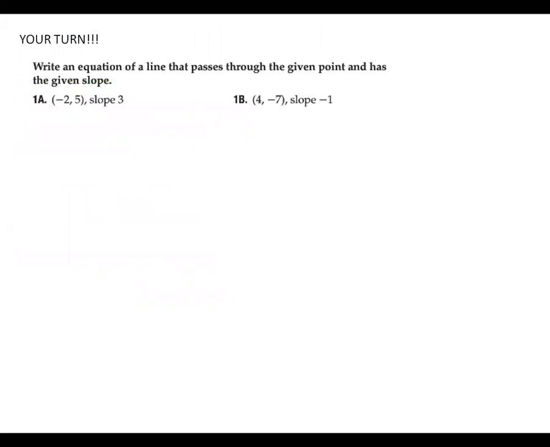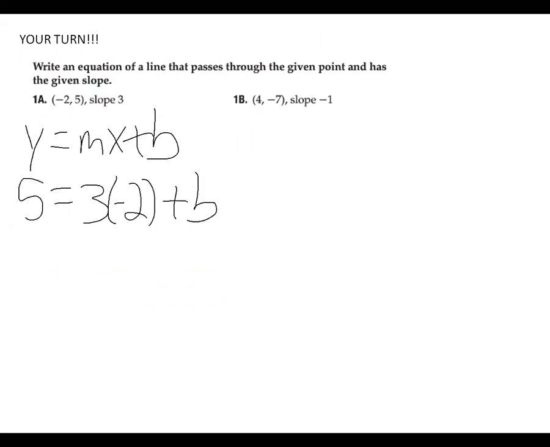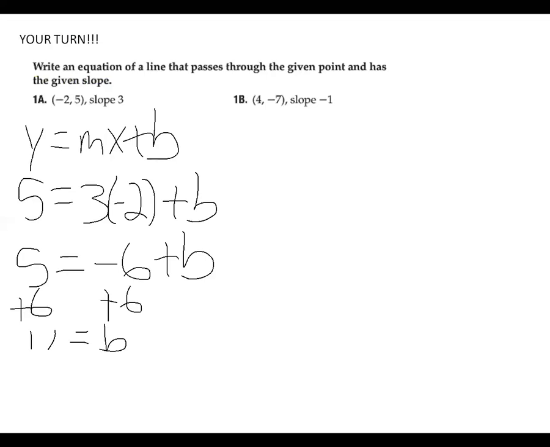All right, here's 2 for you to try. Go ahead and try these ones. Pause the video and then hit play when you're ready. All right, we're back. So for 1a, you have y equals mx plus b. So the y is 5 equals the slope, which is 3, times x, which is -2, plus b. So you have 5 equals -6 plus b. Add 6 to both sides. So b equals 11. And your equation is y equals 3x plus 11.